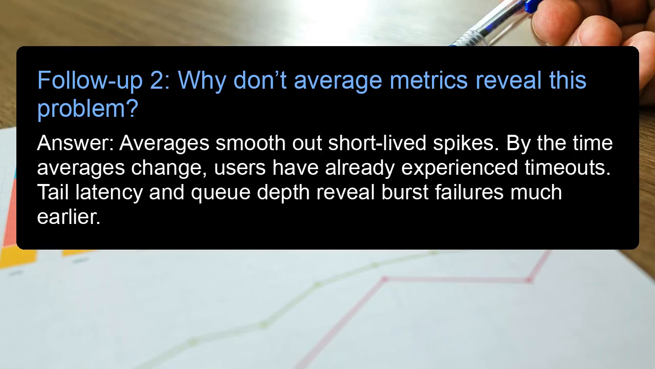Follow-up 2. Why don't average metrics reveal this problem? Answer: averages smooth out short-lived spikes. By the time averages change, users have already experienced timeouts. Tail latency and queue depth reveal burst failures much earlier.